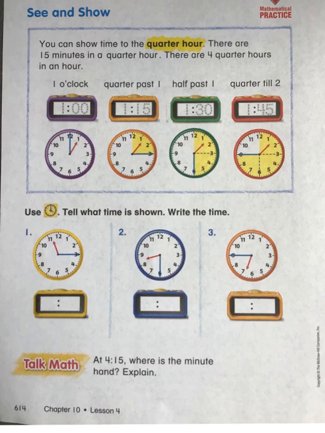Okay, we are on Chapter 10, Lesson 4, and we're going to start today on page 614. Looks just like this, so make sure you get that out so we can do this together. At the top of the page, it says, you can show time to the quarter hour. There are 15 minutes in a quarter hour. It's what we just talked about with the quarters in the clock. There are 4 quarter hours in 1 hour.